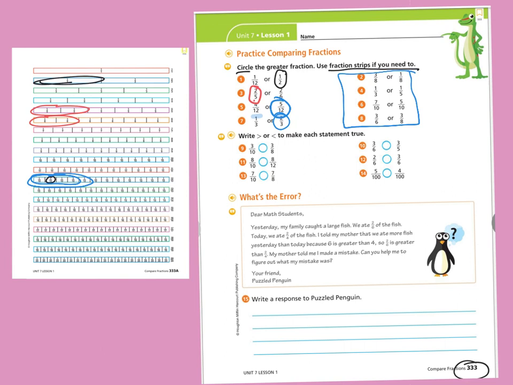For part 2 on this page, it says write greater than or less than to make each statement true. Again, if you need your fraction strips, go ahead and use them. Is 3/10 or 3/8 bigger? Now, my numerator is the same, so the one with the smaller denominator is bigger. So 3/8 is bigger than 3/10. Because 8 is the smaller number, that means the pieces are larger. Number 11, 8/10 and 8/12. Now my numerator is the same. So the one with the larger denominator is going to be smaller. So 8/10 is greater than 8/12.